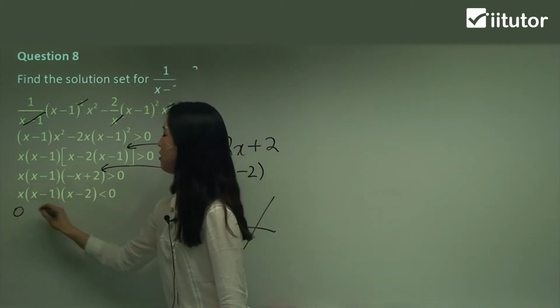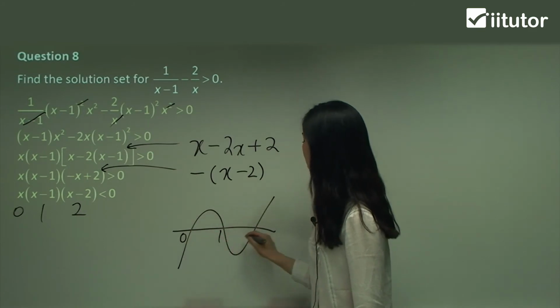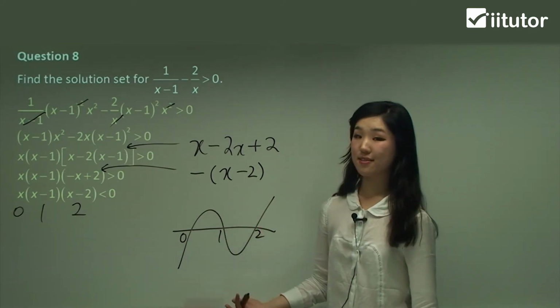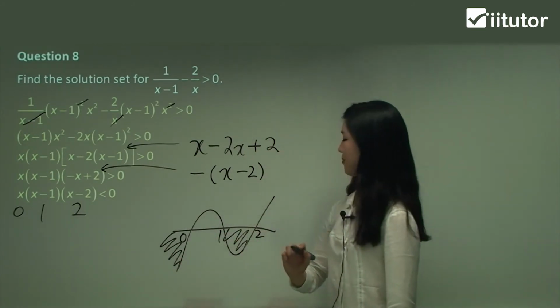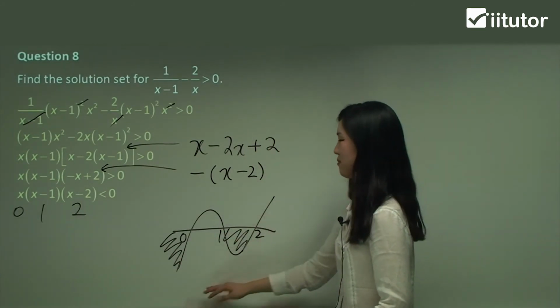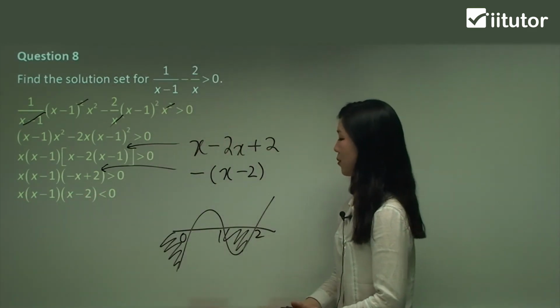It's going to be 0, 1, and 2. So put them in 0, 1, and 2. It's less than 0, so it must be over here and here, isn't it? Okay, so hopefully from now on it's really simple. Just cancel that. So what are the inequalities?